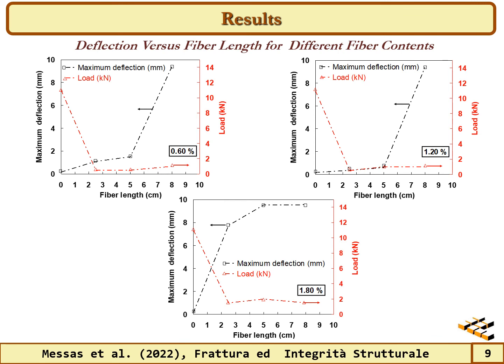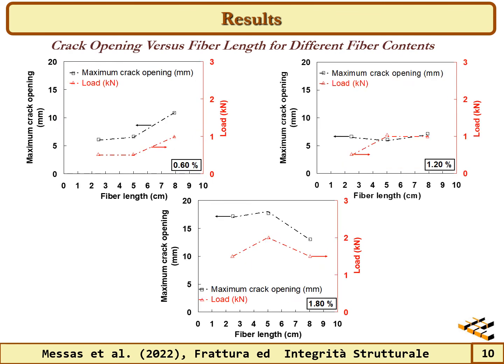Based on these figures, the mechanical behavior in tensile bending of the different types of concrete is better when using short fibers, 2.5 cm in length. Considering the fiber content, a content of 1.2% leads to good results in terms of deflection. It can be observed that the fiber length is an important factor that greatly affects the mechanical behavior and cracking of the concrete for the different contents examined.